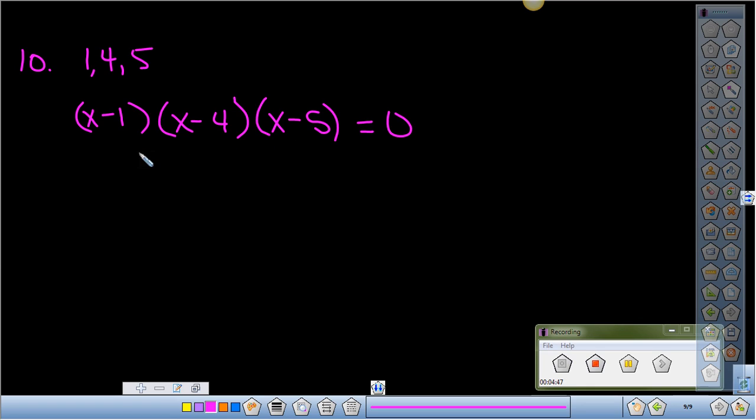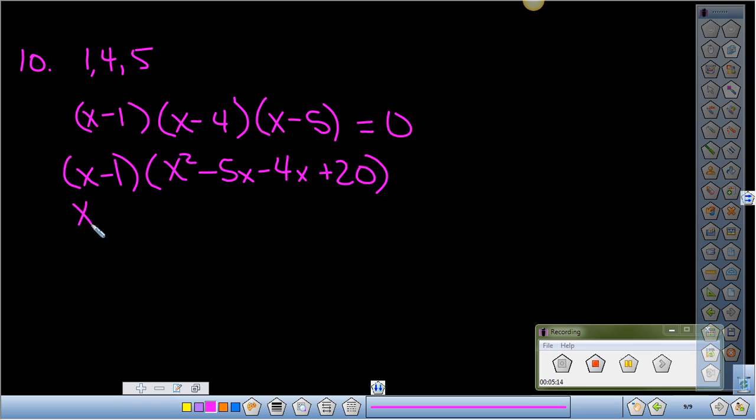Now to write a polynomial function, you want to multiply these out. And you do so by taking 2 at a time. And it really doesn't matter which 2 you start with. So I'm going to begin with the latter 2. And I'm going to use the FOIL. So I'm going to get x squared minus 5x. Distribute the negative 4, you get minus 4x. Negative 4 times negative 5 is positive 20. And next I'm going to just simply clean up this problem because that's equal to x squared minus 9x plus 20. And now I'm going to distribute this binomial into this trinomial.